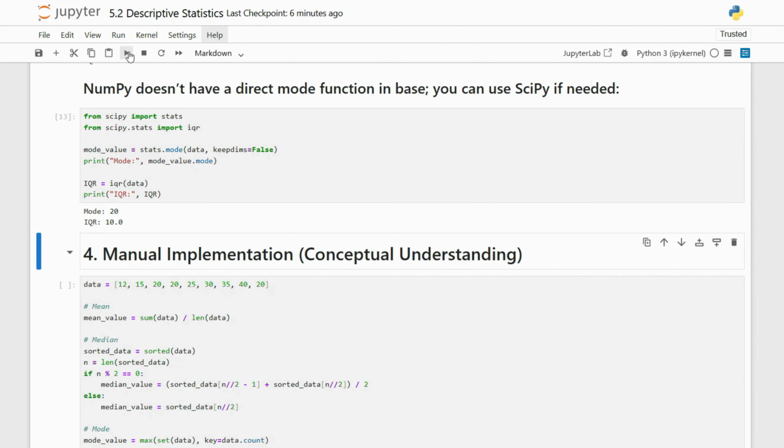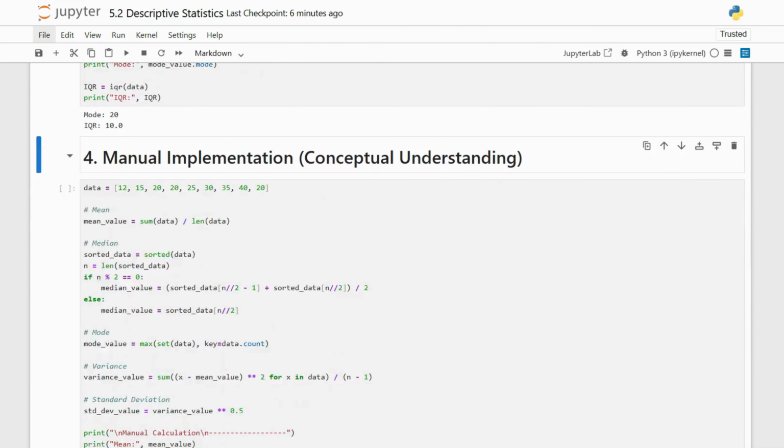The line from SciPy import stats gives us access to statistical tools, while from SciPy.stats import IQR specifically imports the function used to compute the interquartile range. Let's now see how to manually calculate the concepts.